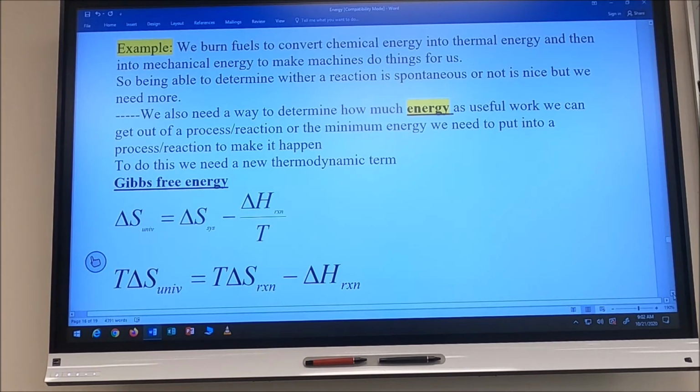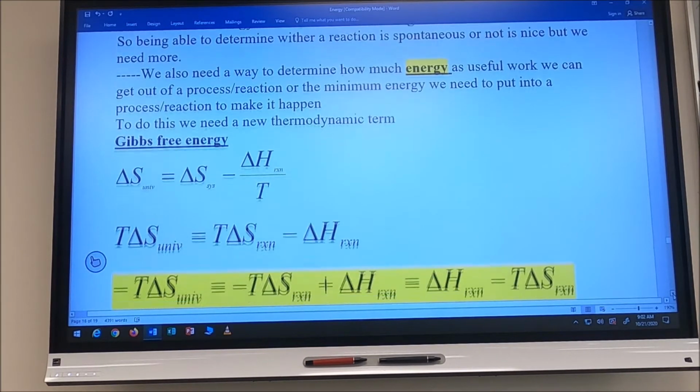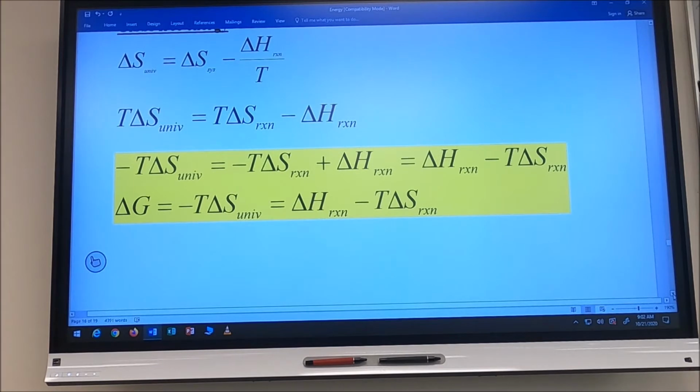And Gibbs free energy comes from us playing with the basic equation: delta S of the universe equals delta S of the system minus delta H of the reaction, or the system, over T, the temperature. If we first multiply through by the temperature, I get T delta S of the universe equals T delta S of the reaction minus delta H of the reaction. Because remember, our system is a chemical reaction.